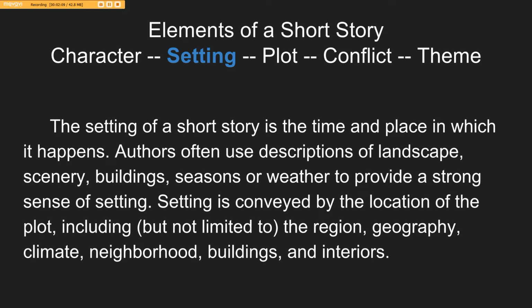After character, our next element is that of setting. The setting of a short story is the time and place in which it happens. Authors often use descriptions of landscape, scenery, buildings, seasons, or weather to provide a strong sense of setting. Setting is conveyed by the location of the plot, including but not limited to the region, geography, climate, neighborhood, buildings, and interiors.